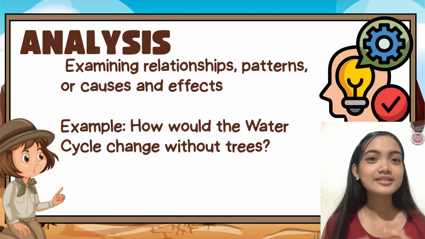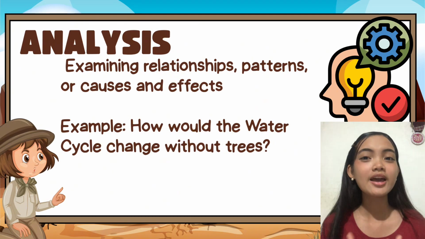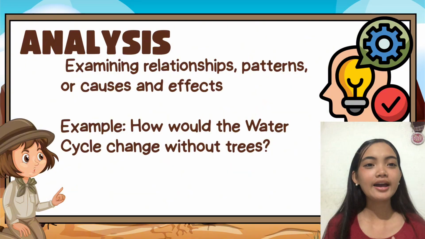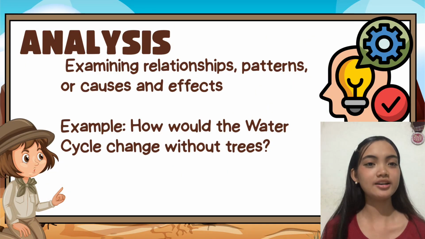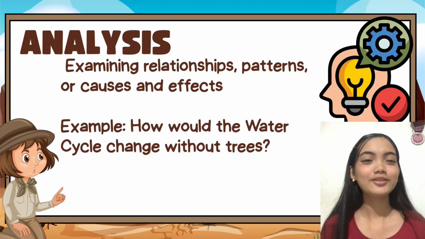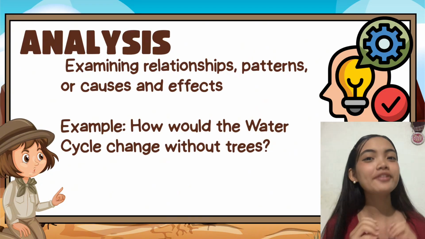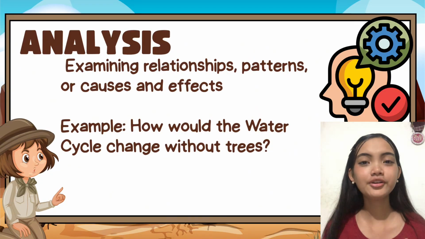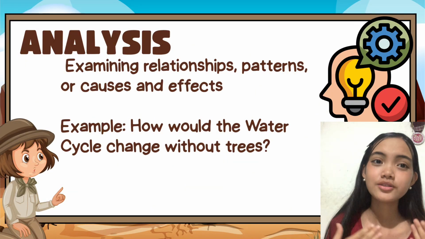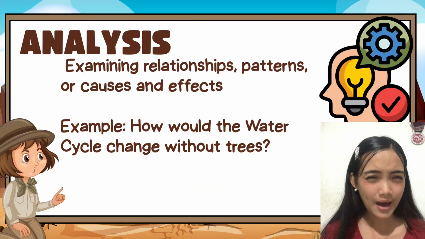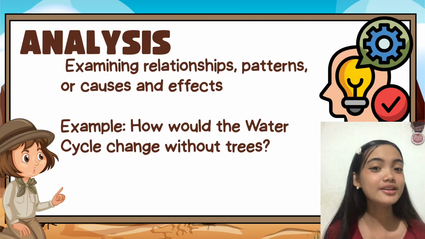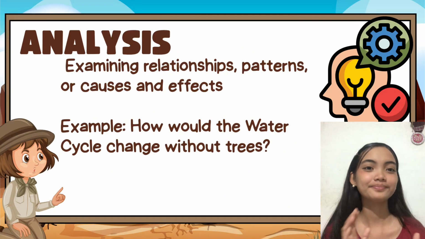This means examining relationships and causes. For example, if I am a teacher, I could ask, how would the water cycle be affected if there were no trees? This question helps students think about the role of transpiration and how nature is interconnected.